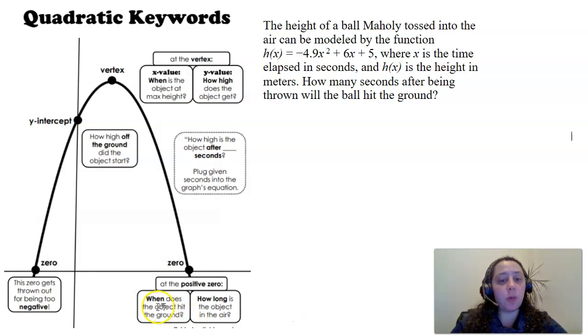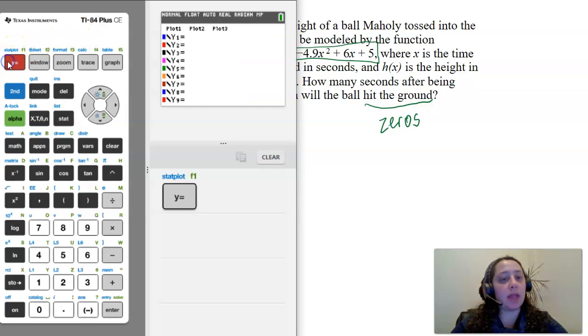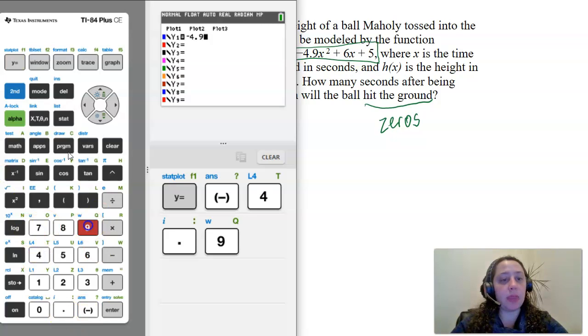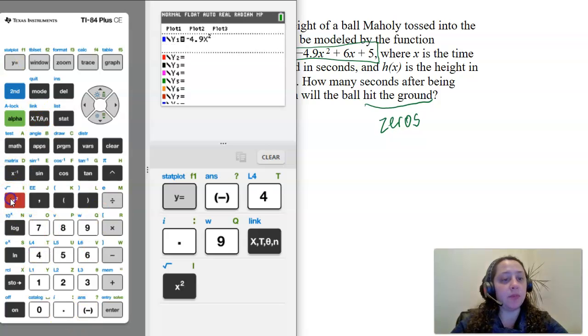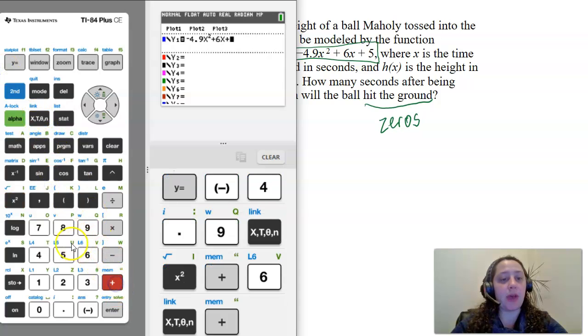So again, we're asked to find when does the object hit the ground. So if we want to find this, we need to look for our zeros. I have this function and I want to find my zeros. So I'm going to use my calculator. First, I will press y equals and put in this function. Remember, if we have a negative in the front, we have to use this button. Negative 4.9 x squared plus 6x plus 5.